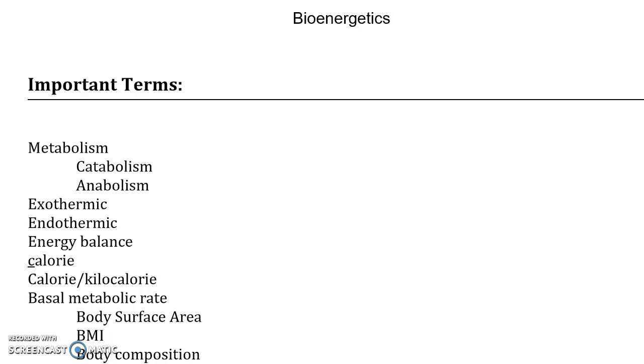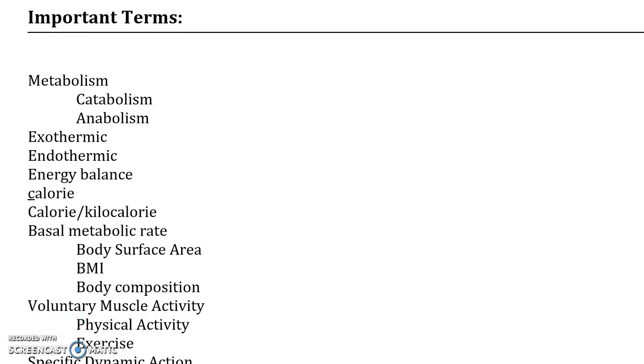So the BMI is one way of estimating somebody's body composition, but it can be quite off when somebody has extreme amounts of muscle mass, for example.